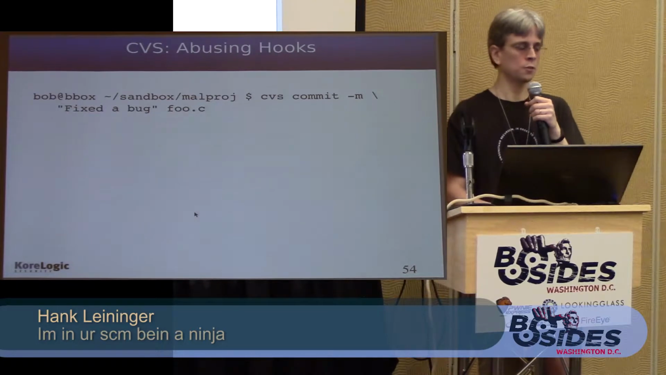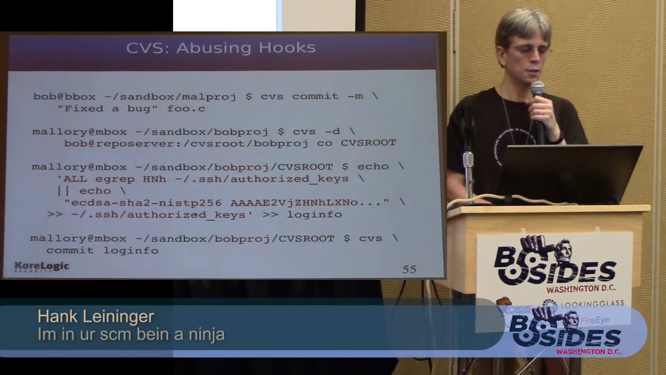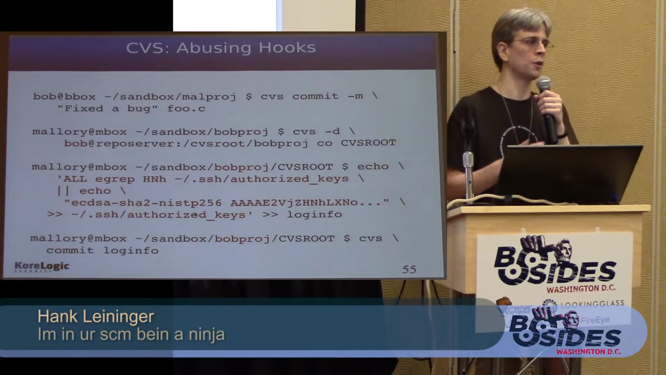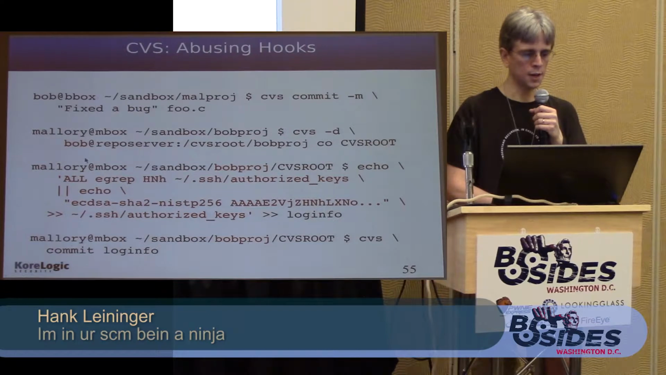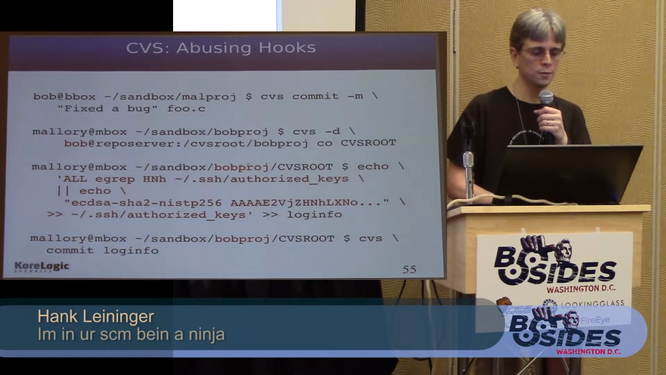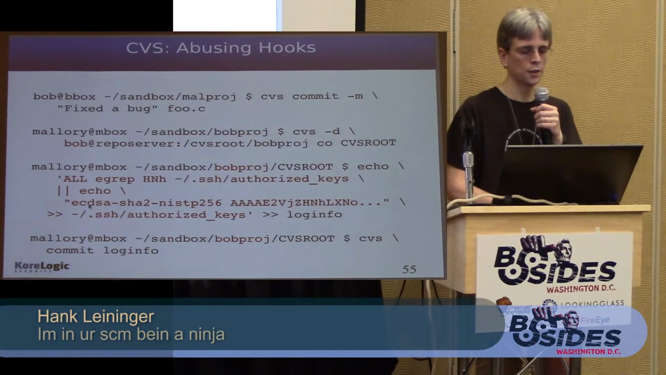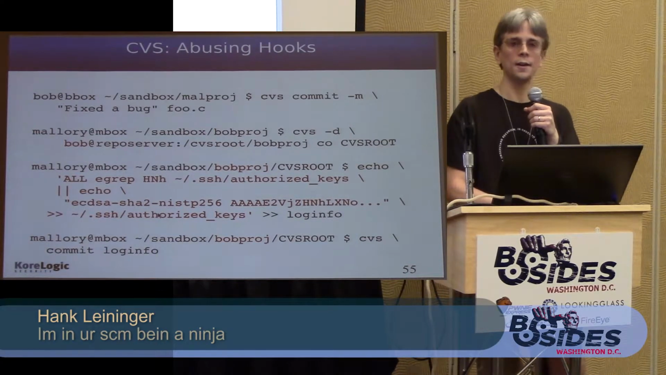Bob makes any kind of change in Mallory's repository and commits it. Now, Mallory's public key has been added to Bob's authorized keys file. So now Mallory can check out Bob's project, of which Bob is an administrator. Then she does the exact same thing to his repo that she did to hers previously. If her public key is not already in the committer's authorized keys file, add it.